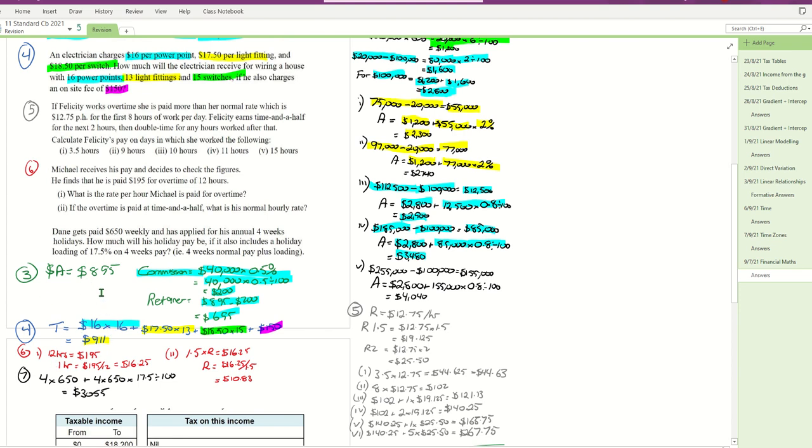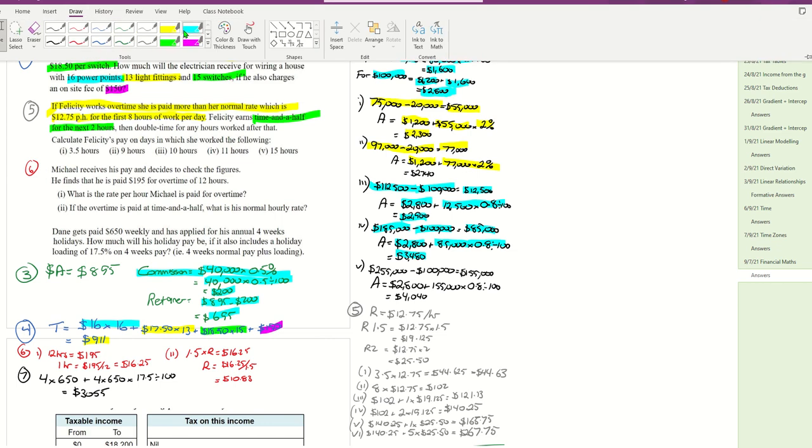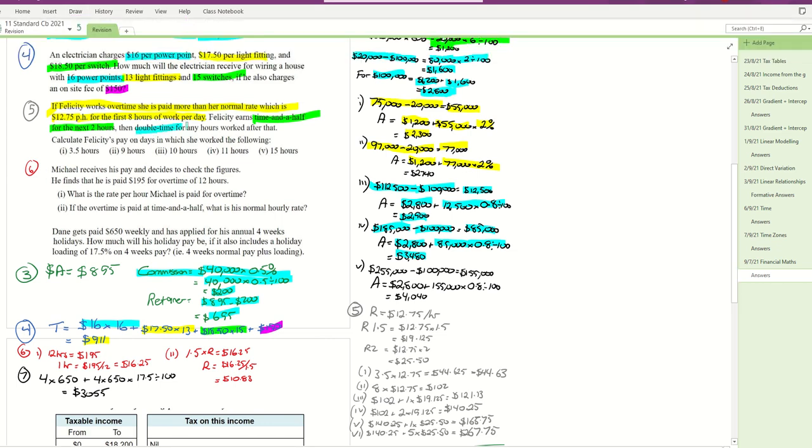Looking at question 5, we've got Felicity working overtime. She's paid more than the normal rate, which is $12.75 per hour for the first 8 hours of work per day. Now she earns time and a half for the next 2 hours, and then she's going to earn double time for any hours worked after that.